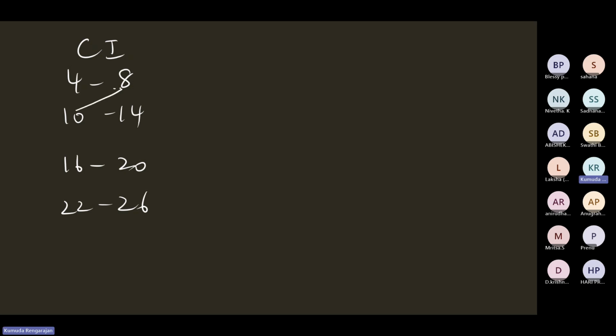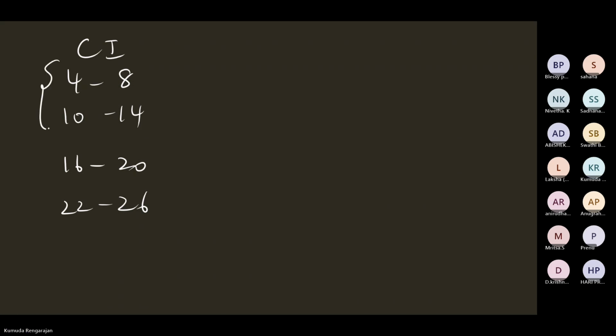What is 10 minus 8? 2. And the difference you should always divide by 2. The difference should always be divided by 2. 10 minus 8 is 2. And 2 by 2 is 1. Or you can find the difference between these two also. 16 minus 14, 2. And divide that difference by 2. Divide the difference by 2.